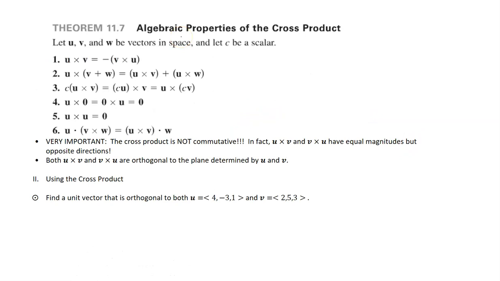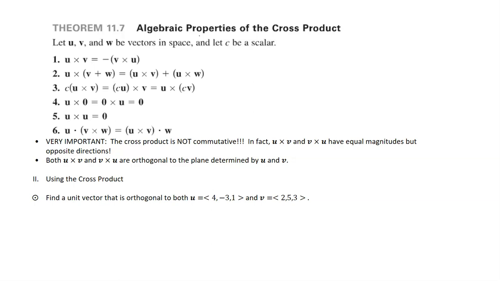Some algebraic properties of the cross product. If we let u, v, and w be vectors in space and we let c be a scalar, u cross v is equal to negative v cross u. That's a very important distinction. Remember, the dot product was commutative, but the cross product is not commutative. U cross v and v cross u are going to have equal magnitudes, but they're going to have opposite directions.